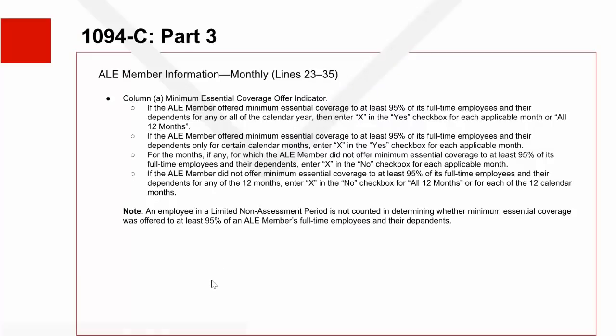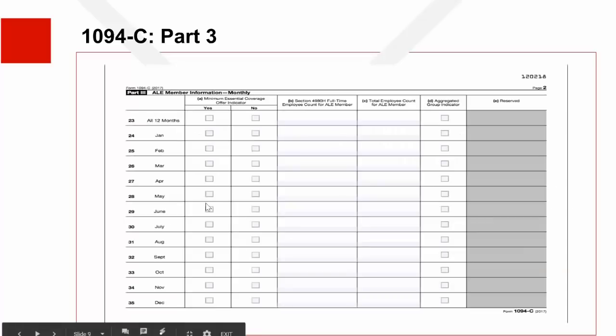Column A is asking employers to indicate whether their offer of coverage met minimum essential coverage. If an ALE does offer MEC, or minimum essential coverage, to at least 95% of its full-time employees and their dependents, then they can go ahead and check X in the boxes that are listed there. I'll go back and show you. You'll be able to check yes on here, either for all 12 months or for any of the applicable months.